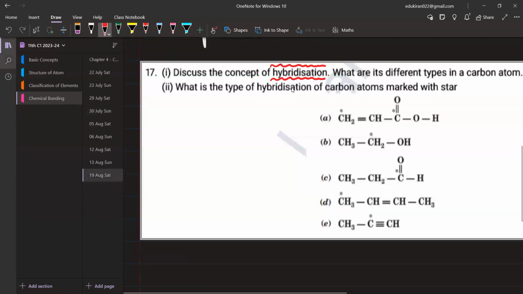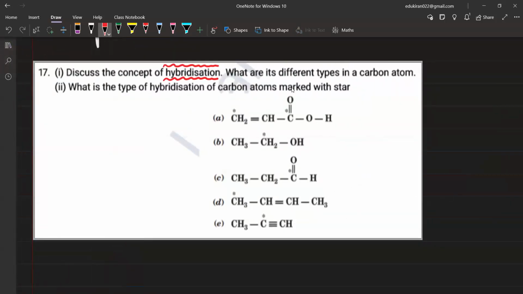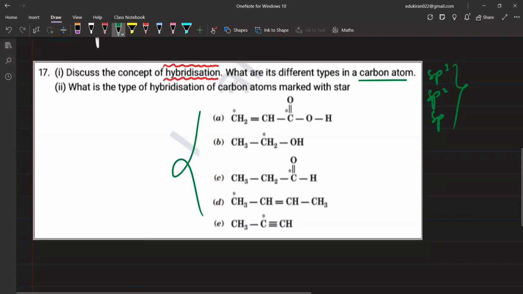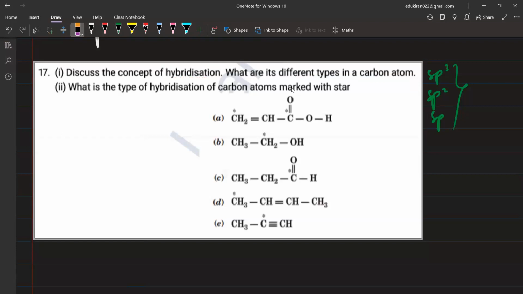And I would also say, look at how many marks there are. What are its different types in carbon atom? You have sp3, sp2, and sp, right? You wrote sp3 to sp, and here you can easily identify, yes or no? Yeah, I could. Okay. I think this is of 3 marks.